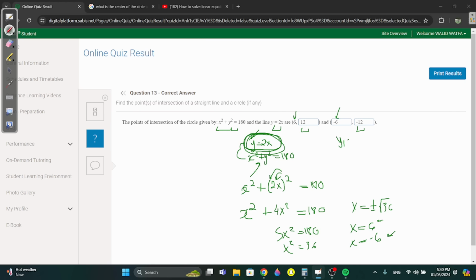So instead of x, we have 6 and negative 6. Let's find our first y: 2 times 6, which is 12. And then our second y is 2 times negative 6, which is negative 12. So when x is 6, y is 12. It's given here. And when x is negative 6, y is negative 12, which is this one here.